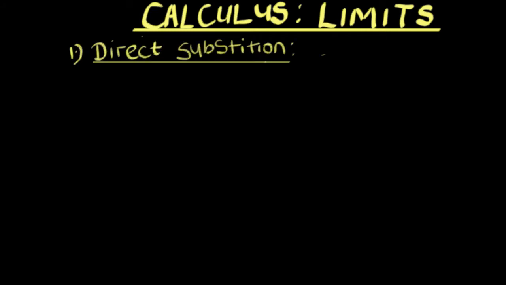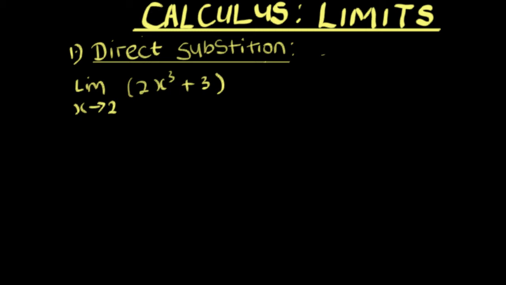We are told to evaluate the limit as x approaches 2 of 2x raised to power 3 plus 3. This is the form in which you will see your question. So you apply the direct substitution method. Since they told you that your x is approaching 2, wherever you see x in this equation, you substitute 2.